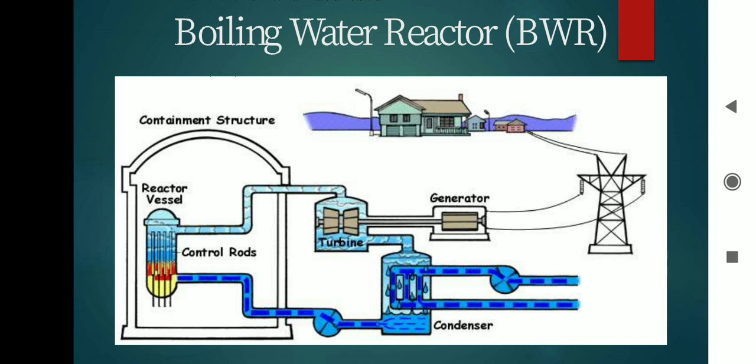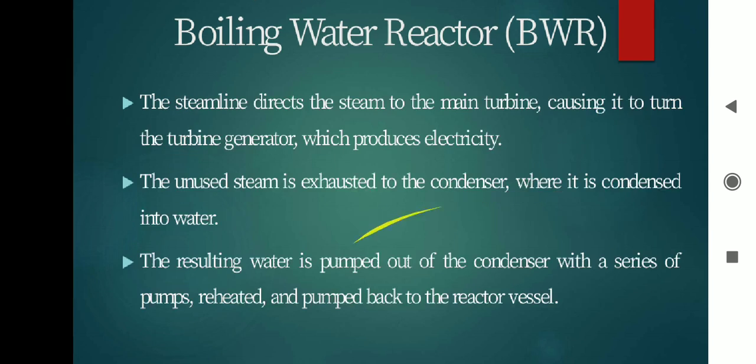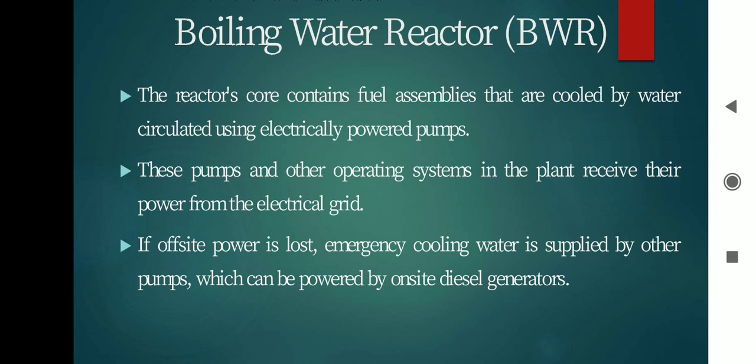Okay. And next, the condenser operation is as usual. The steam is directed to the main turbine, causing the turbine generator to turn, which produces electricity. The unused steam is exhausted to the condenser, where it is condensed into water. The resulting water is pumped out of the condenser with a series of pumps, reheated and pumped back to the reactor vessel. It is the same as the usual reactor we discussed in nuclear reactor construction.